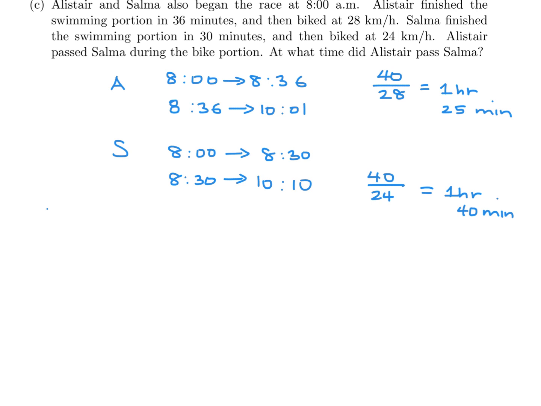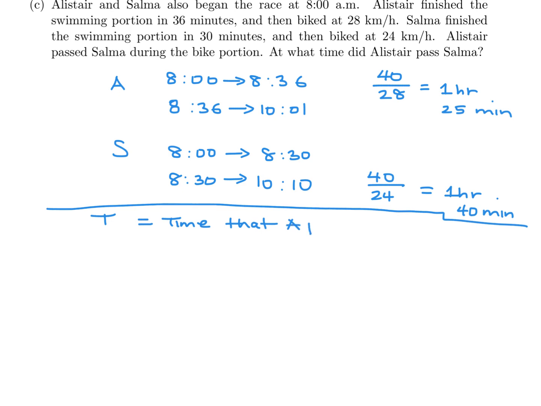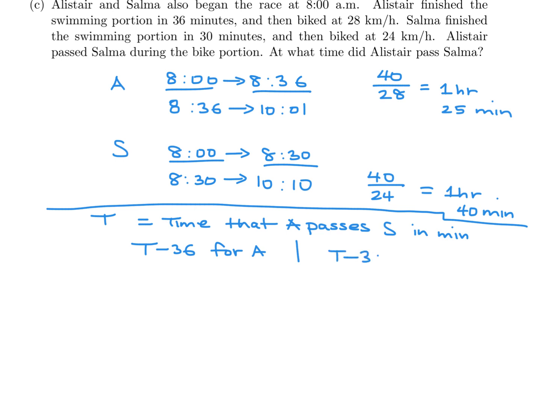Well, let's say that T is the time that Alistair passes Salma in minutes, because I think we're going to have to make sure that we keep the units the same. But what's interesting is that they're not starting the bike at the same time. They start the race at the same time. So let's start the clock at the same time. So for Alistair, it would be T minus 36. That's when the clock starts for him. And for Salma, it would be T minus 30. That's when the clock starts for her.